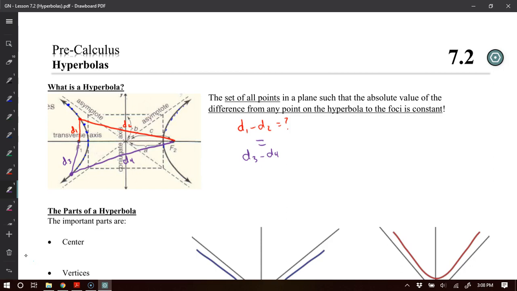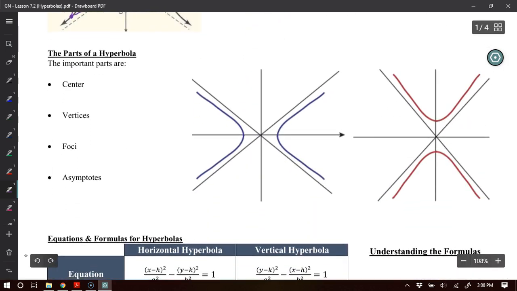Now, the parts of a hyperbola are very similar to the parts of an ellipse, except we don't really have co-vertices. So we have a center, which is just like it was before. We'll put it right here. That's for a horizontal hyperbola, and for a vertical hyperbola, we have one right here. We have vertices on it, and so the vertices would be right here. Here's one vertex, and here's the other vertex. And then same thing for a vertical, we have one right here. This is a vertex, and this is the other vertex.